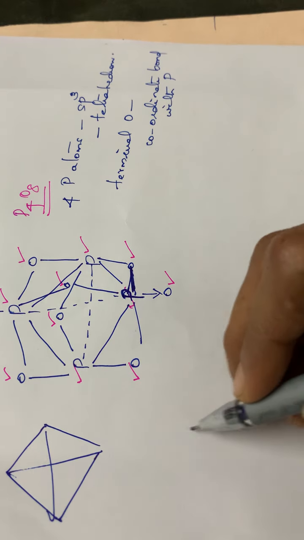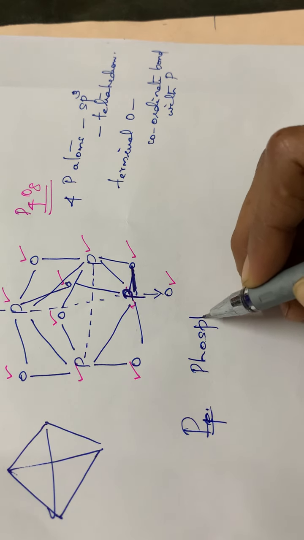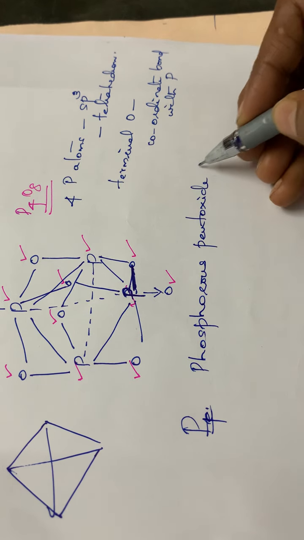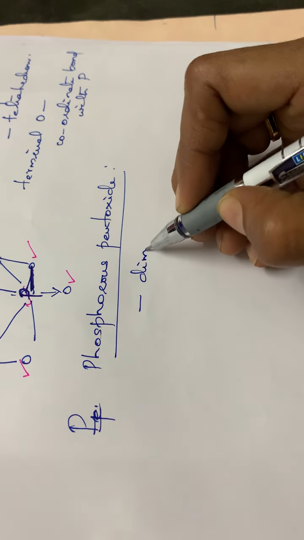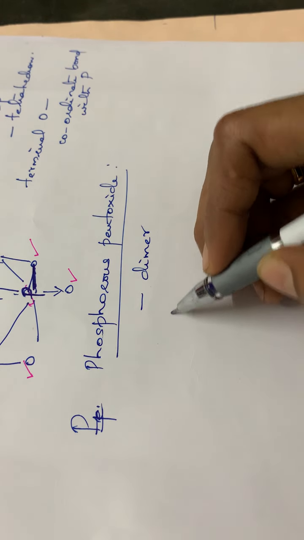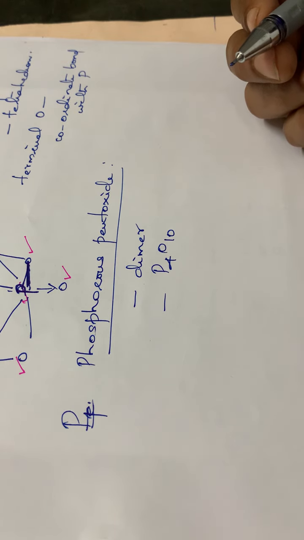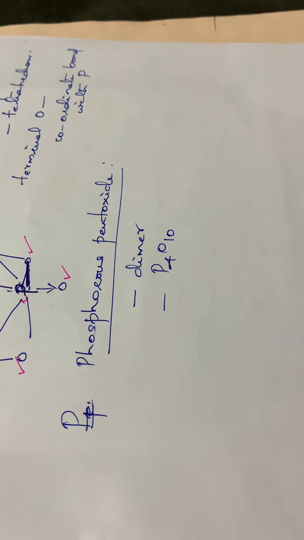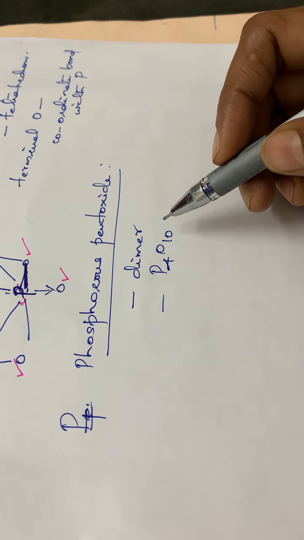Then the next compound, that is phosphorus pentoxide. Phosphorus pentoxide molecule. See here, phosphorus pentoxide also will be existing as a dimer, and the formula is P4O10. In your textbook, the structure is not given to study, and also it is having a complex structure so that you can't draw it. So this phosphorus pentoxide also exists as a dimer, that is P4O10.